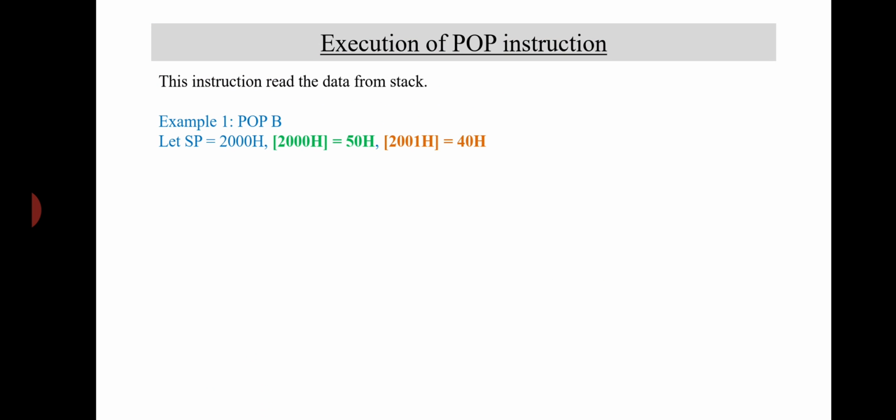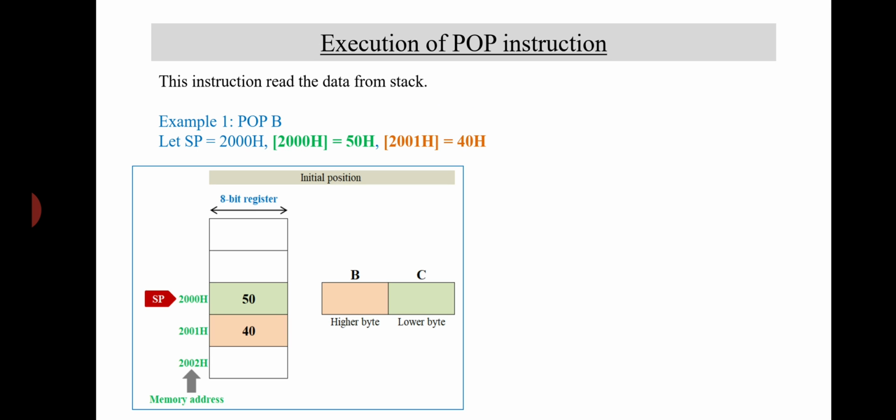Now let's understand the execution of the pop instruction. This pop instruction reads the data from the stack. Let's take up an example. The example is POP B. Again assume that the stack pointer contains the address 2000. In the location 2000, the data stored is 50, and in the location 2001, the data stored is 40. This is the initial position of the stack, where you can see that the respective data is stored in their locations. The stack pointer is also pointing to the location 2000.